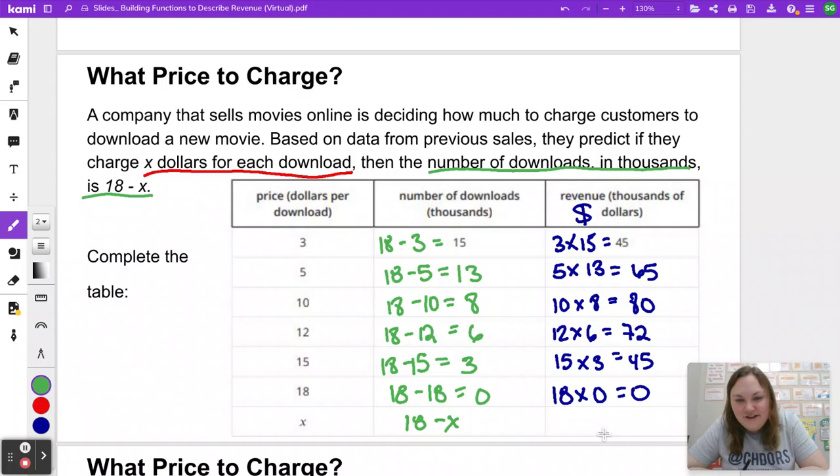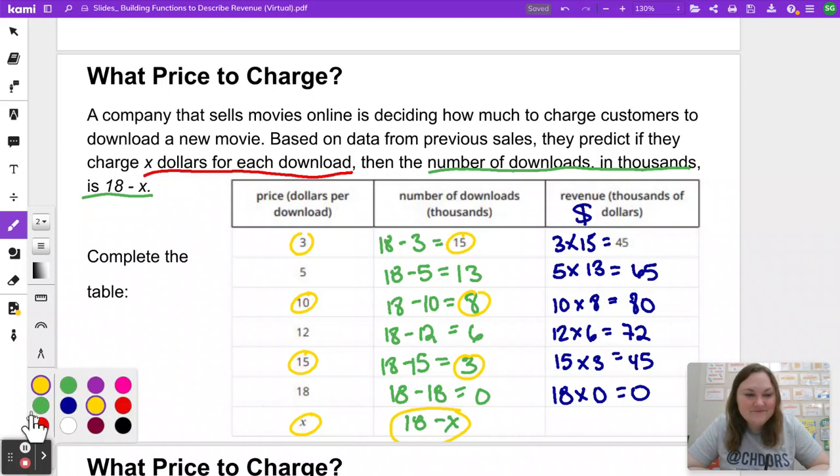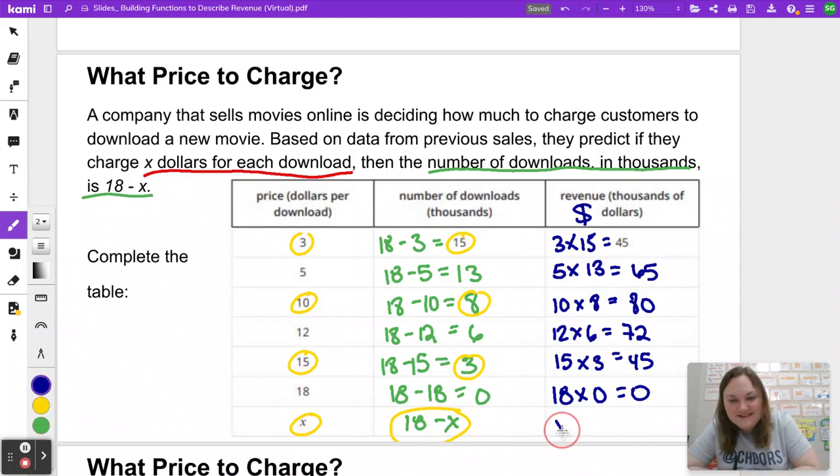To get this final row here, what did we have to do every single time? Well, notice I was doing, for the first one, 3 times 15 to get 45. I was doing 10 times 8 to get 80. I was doing 15 times 3 to get 45. So for this final one, I'm going to be doing X times 18 minus X. And I can write that out by saying X times 18 minus X. This expression right here represents the revenue.